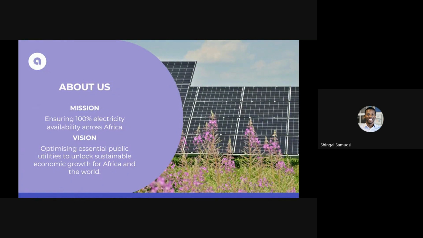Just at a high level about us, Asoba, our mission is to ensure 100% electricity availability across Africa. And for us, what that means is not just always on, but also from an affordability perspective. Because as we're looking at the continent, over 45% of the population does not have regular grid access. And so we see that as the key to driving true economic development across the continent. So our vision for that is to essentially optimize essential public utilities, in particular, renewable energy systems, to unlock sustainable economic growth for Africa and the world. I know it's a common thing to group us as a climate tech company, and renewable energy is generally seen as that, but for us, renewable energy represents the best possible opportunity for economic growth on the continent.